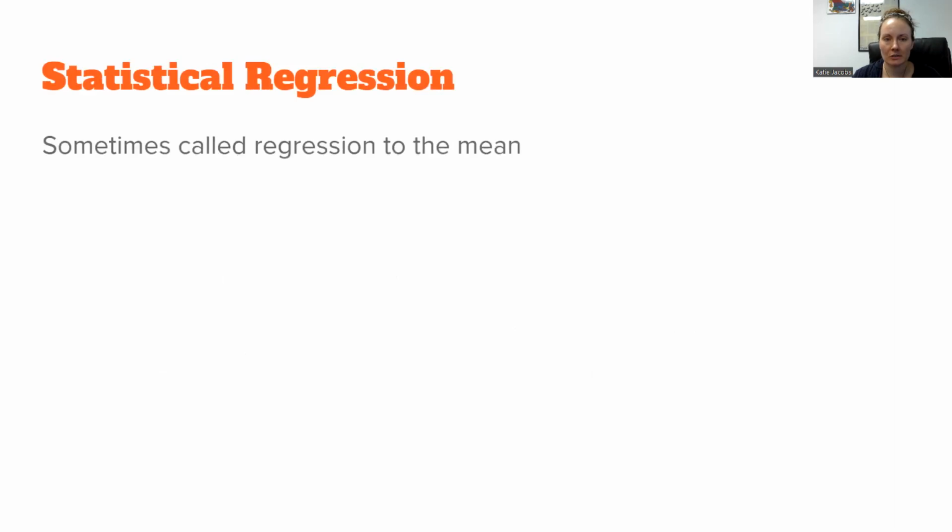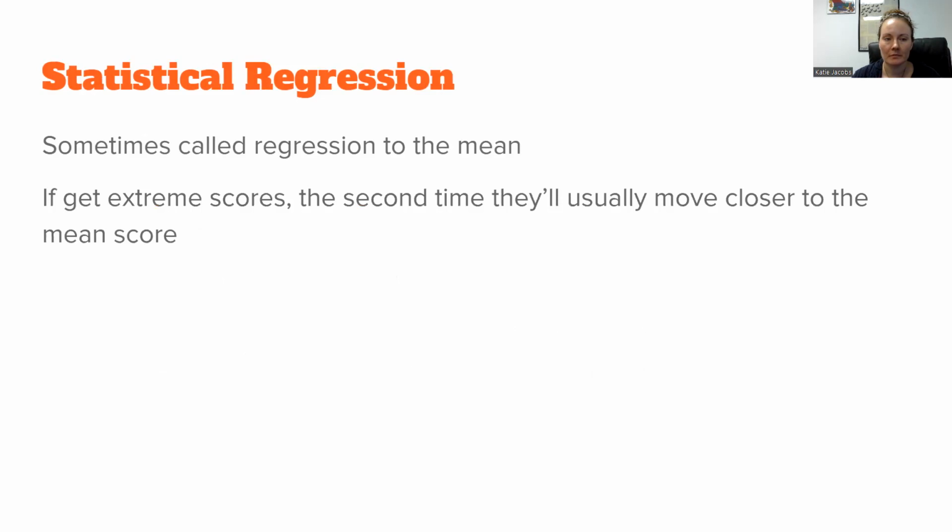We also have statistical regression. Sometimes you'll hear this referred to as regression to the mean. So if you get extreme scores the first time that you measure something, a lot of times if you remeasure it, it'll move closer to the mean score, so it wouldn't be as extreme.